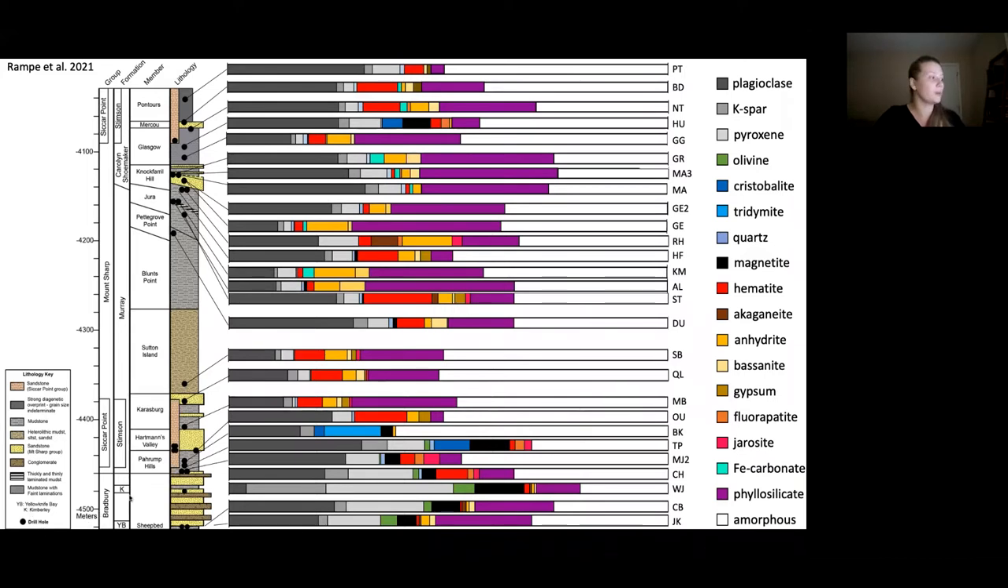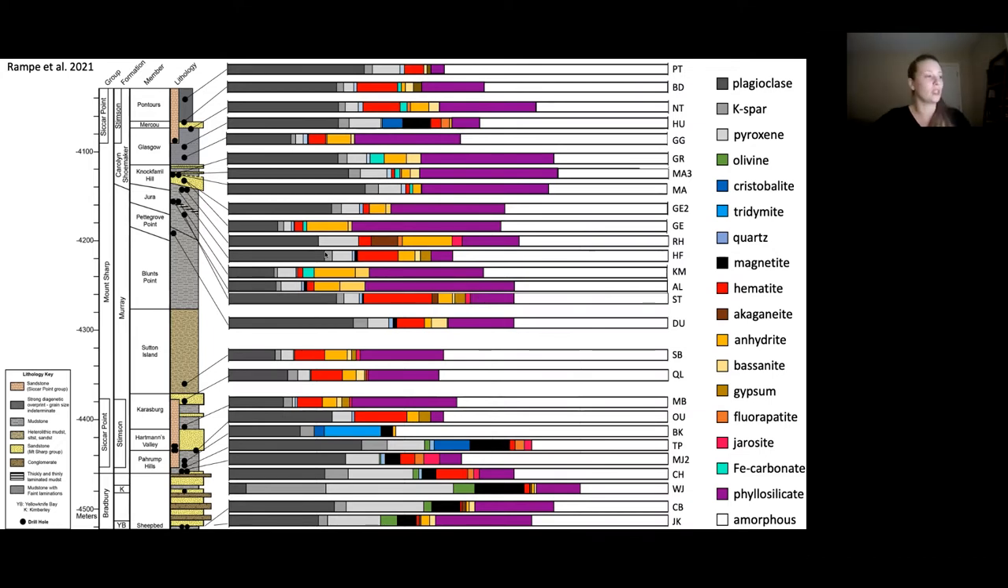So we start at the lowest point at Yellowknife Bay, at the Bradbury group, and then we move up all the way into the Pontorus member, which is what we were sampling very recently in the fall. And then here you see all the fluvial lacustrine samples that have been analyzed by CheMin up until our most recent Pontorus member that we were studying.